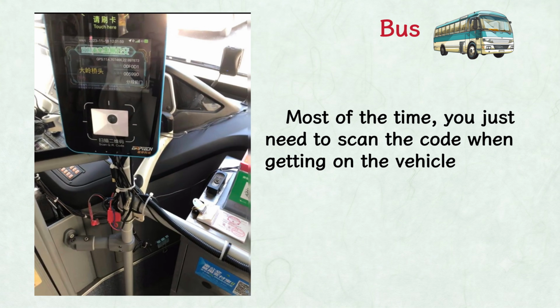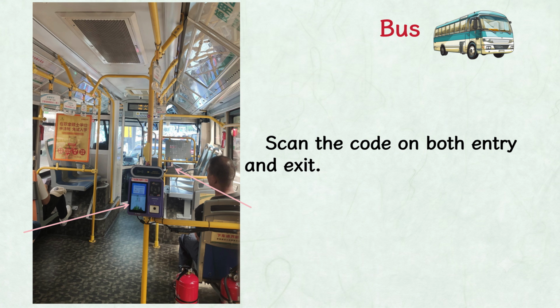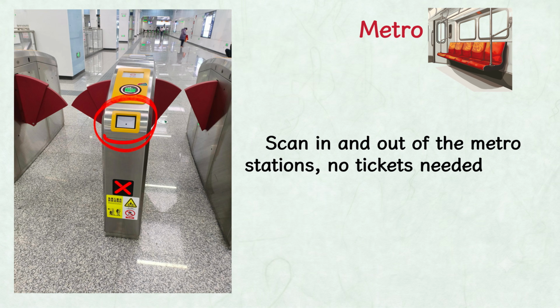So, how to use these codes? For bus, scan once when you board. Some buses require scanning again when you get off. Just check if there are scanners by the back door. For metro, scan the QR code at entry and exit gates. No tickets needed. It's really convenient.